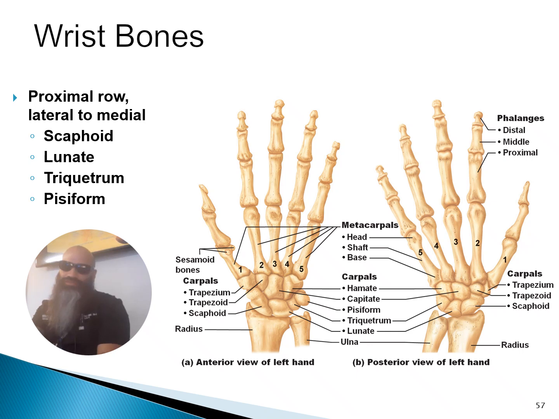Pisiform. It's like a little guy over there on the ulnar side. He gets broken sometimes when people fall on their hand, but the most common bone of the wrist, of the carpus, that's fractured in a fall on an outstretched hand is your scaphoid. Okay, scaphoid's like a little wafer.